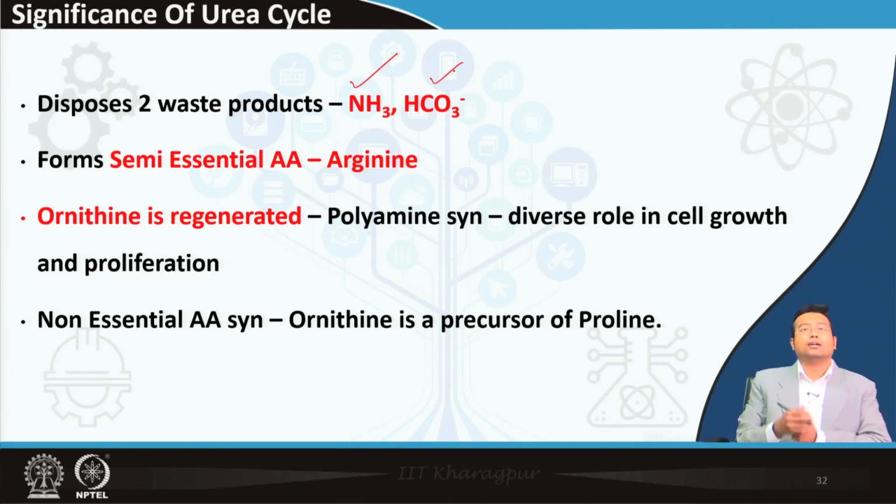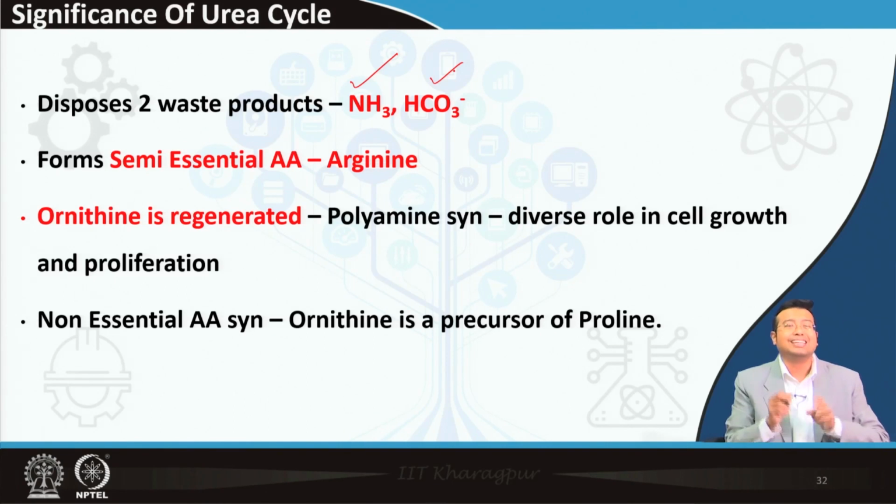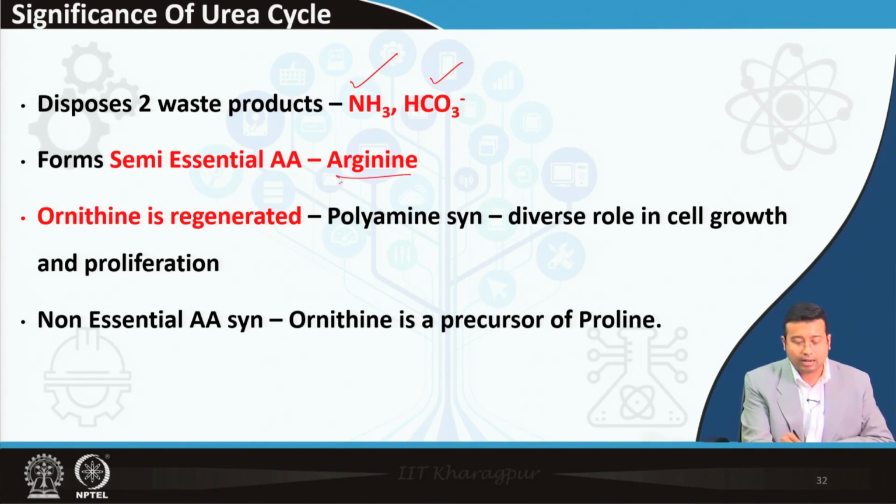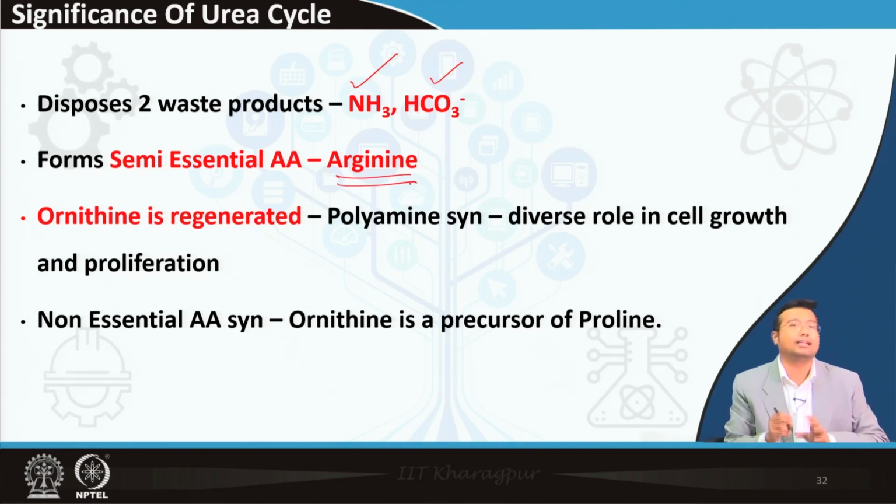The next important role of the urea cycle is synthesis of arginine. Okay, arginine is one intermediate of the urea cycle, and this is a very important semi-essential amino acid. What are essential amino acids? The amino acids that we cannot synthesize in our body, and that have to be given by the diet. What are non-essential amino acids? Amino acids that our body can synthesize on our own.